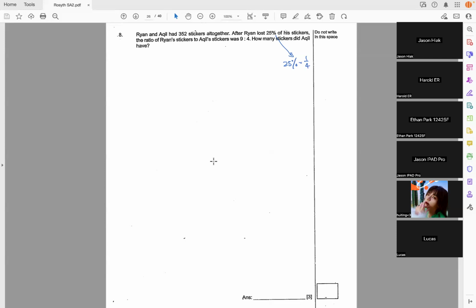The first at the end doesn't matter because Echo didn't lose anything, or didn't receive anything more. Okay, let's do the recording. First statement, one statement at a time. Ryan and Echo had a total of 352. So Ryan plus Echo is 352.